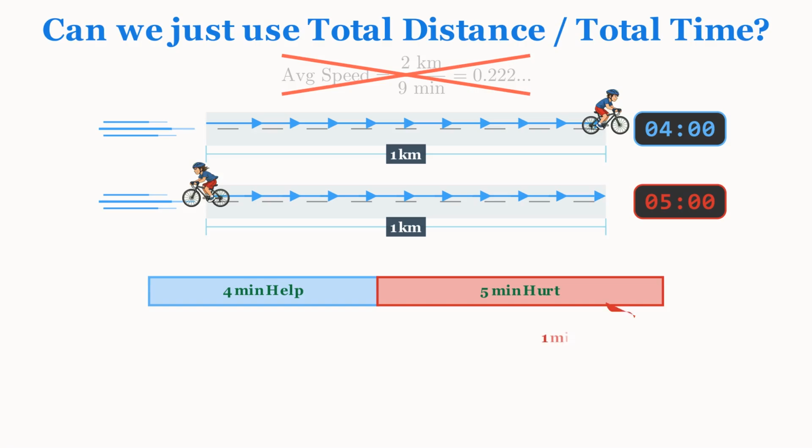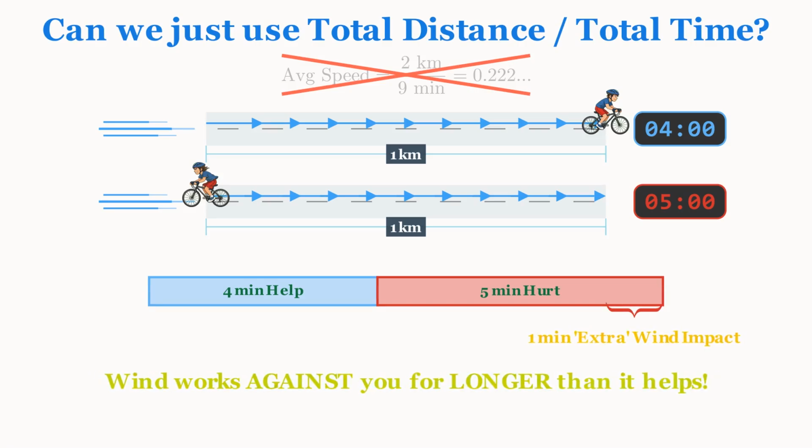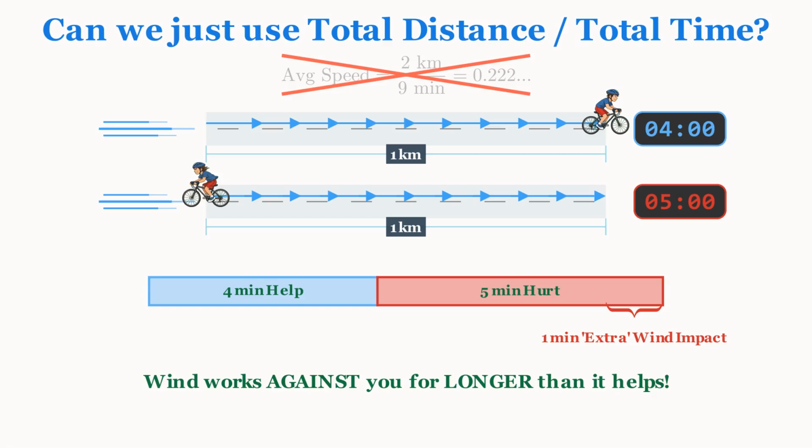The wind helps Joan for only 4 minutes, but it works against her for 5 minutes. That's 1 extra minute of headwind. The wind hurts more than it helps because Joan spends more time fighting against it.